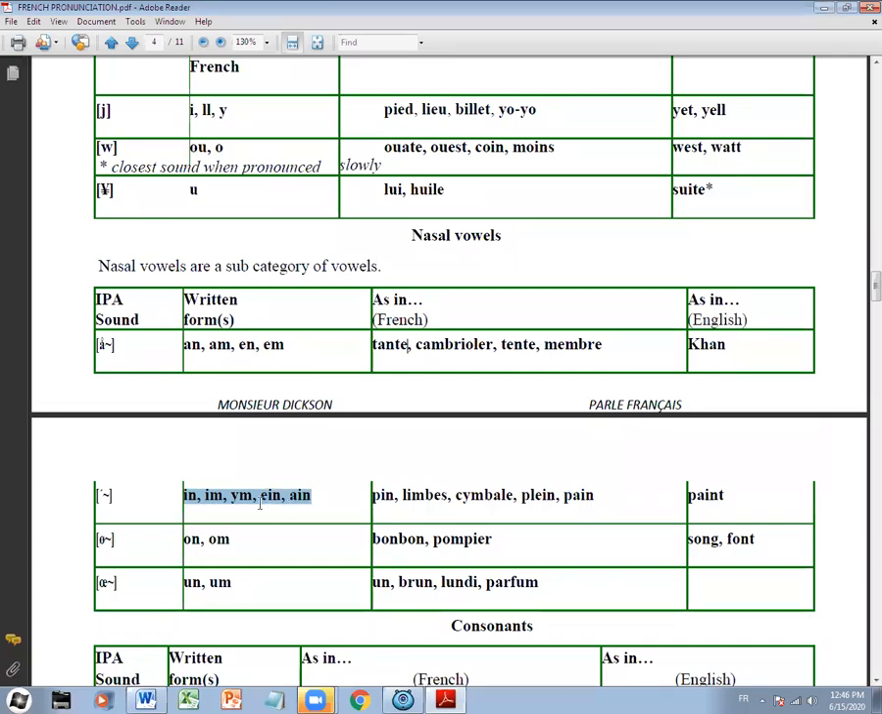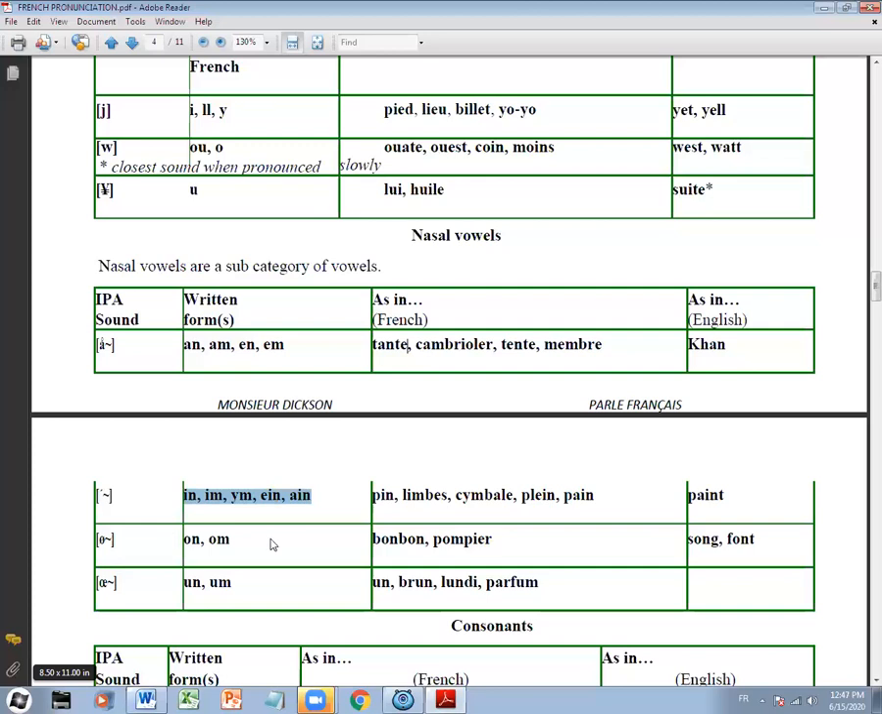So we say pain, we say lambe, we say cymbal, sambal, we say plan, we say pain. Just like the word singe, S-I-N-G-E, singe. Okay? That is very important. I've said letters IN, IM, YN, YM produce the same sound. So we say pain, lambe, sambal, plan, pain.